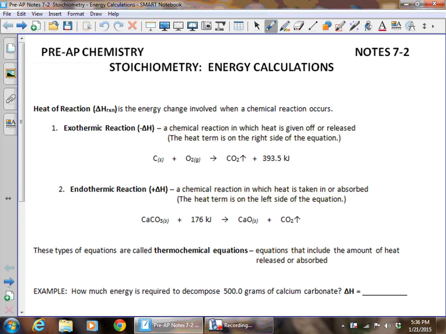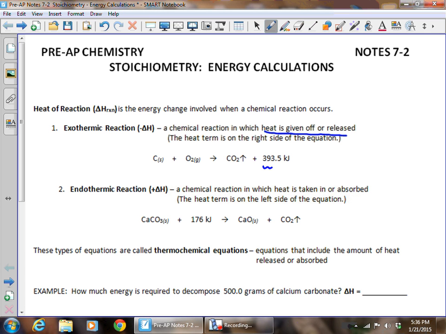Today we're going to look at energy in terms of stoichiometry and how we would involve heats of reaction in a stoichiometry type problem. Now, when we have heat of reaction, remember a couple of things. One, it can be an exothermic reaction, meaning heat is given off. And an example of that would be this reaction.